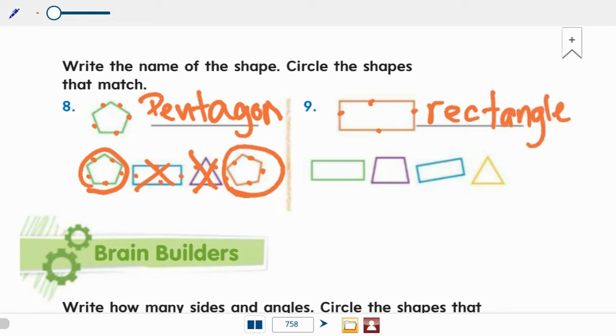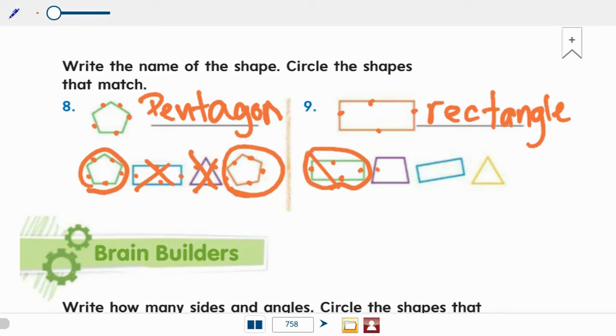Rectangle. Now remember, a rectangle has four sides, and the two sides that are opposite are parallel, so they'll never cross each other. So when we take a look, I've got one, two, three, four. Perfect. There's a rectangle.